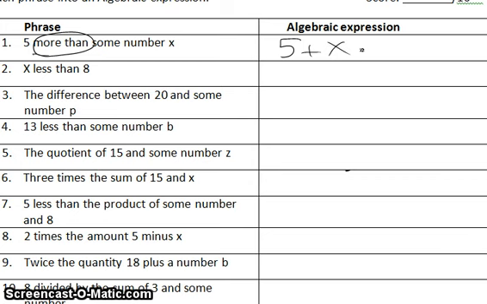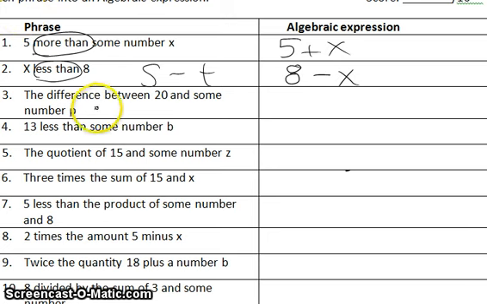Next one, x less than 8. Less than is my keyword and it means to subtract. But remember that in subtraction the order matters, and what comes first is the starting amount and what comes after the subtraction sign is what we're taking away. So if I have x less than 8, that actually means that I'm starting with 8 and I am taking away x. So notice that 8 came first in my algebraic expression, even though it came second in my phrase.